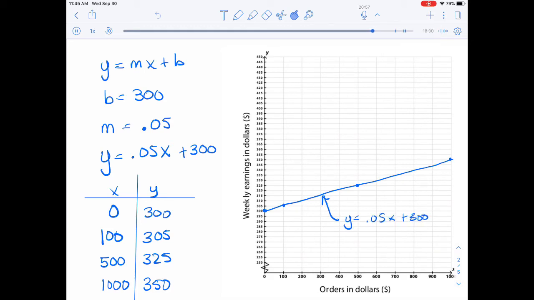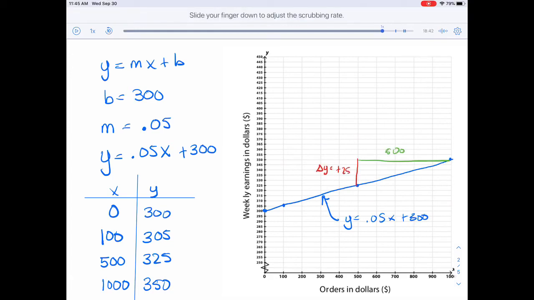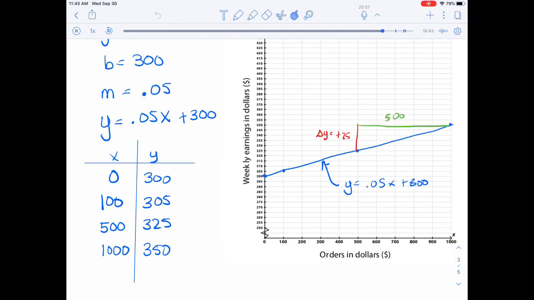We could also confirm our slope by doing our rise over our run. Our rise being $25, our run being $500. 25 divided by 500 is equal to the 5%.